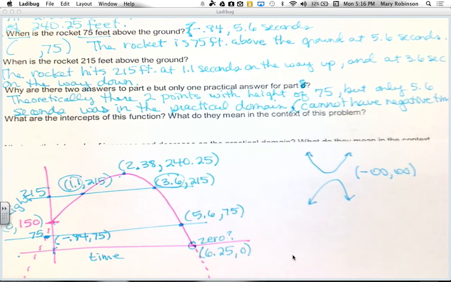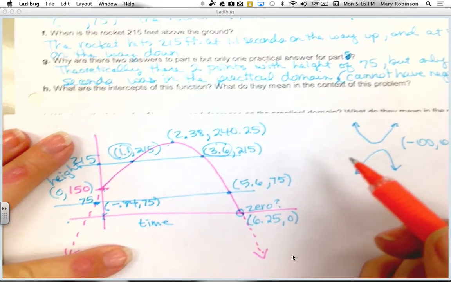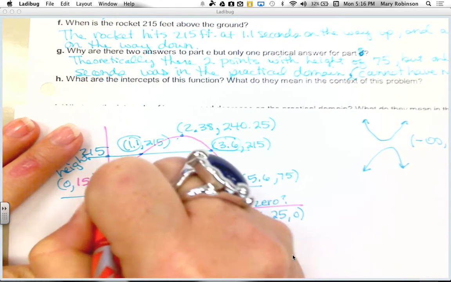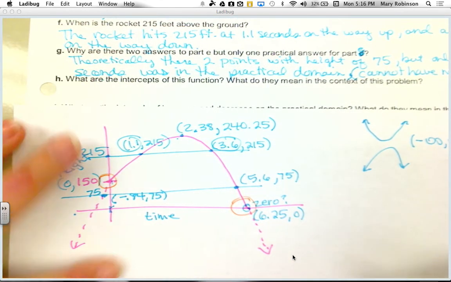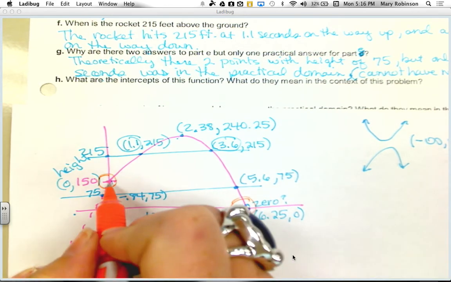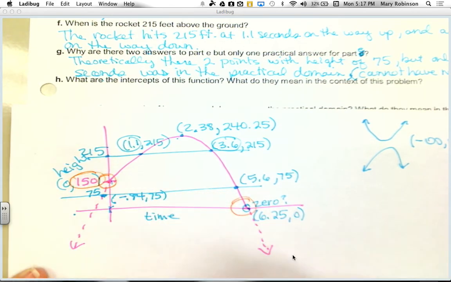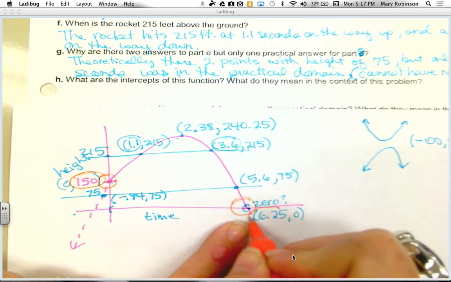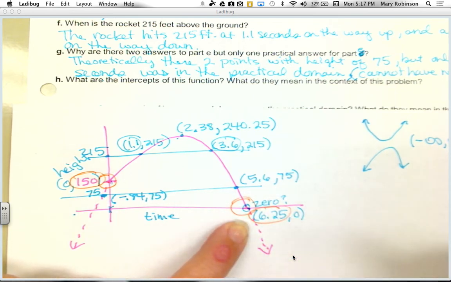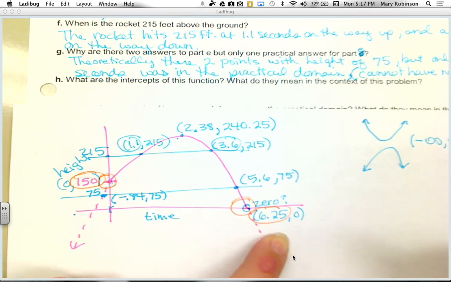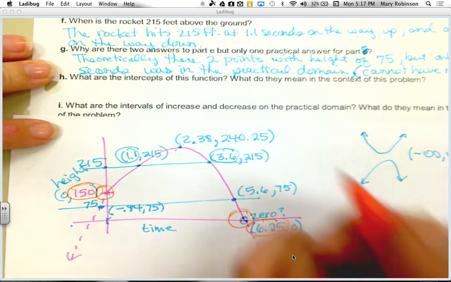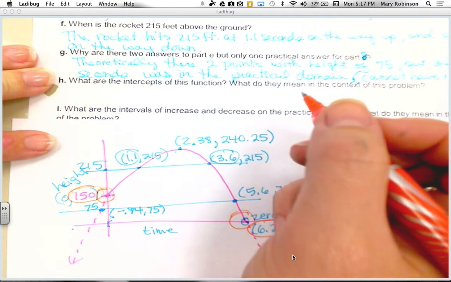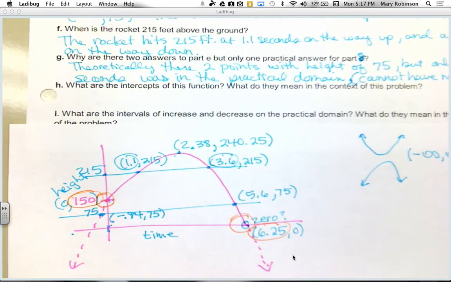So then you're asked for h, what are the intercepts of your function, and what do they mean in the context? Well, by intercepts, we're referring to our x-intercept and our y-intercept. So I'm going to circle those. The y-intercept was actually the initial height. The x-intercept of 6.25 represented the time when the rocket hit the ground. So that's exactly what I would want you to say.